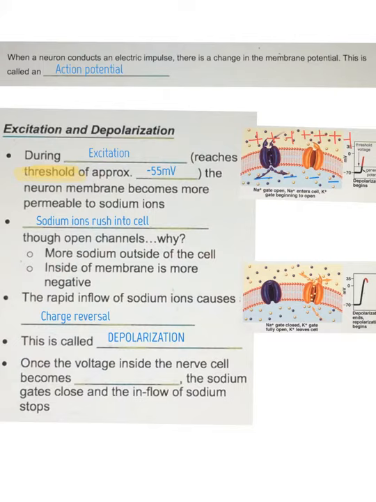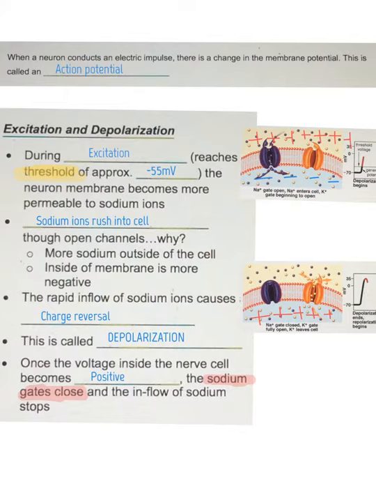So once the voltage inside the nerve cell becomes positive, okay, so we're going to switch our charges here. So the inside now is positive. When that happens, the sodium gates are going to close. Okay, so sodium gates close. Sodium gates close and the inflow of sodium stops. So sodium is going to stop at that point.